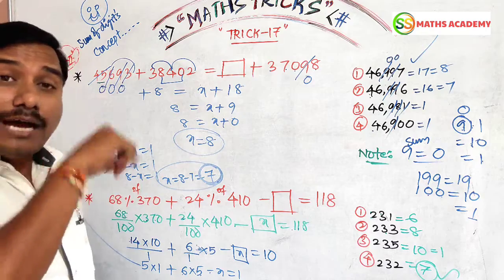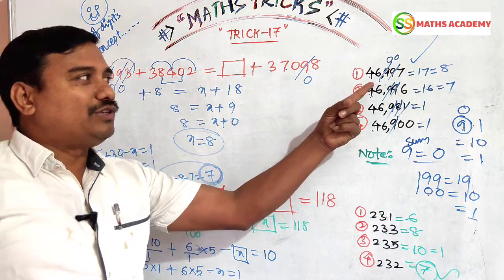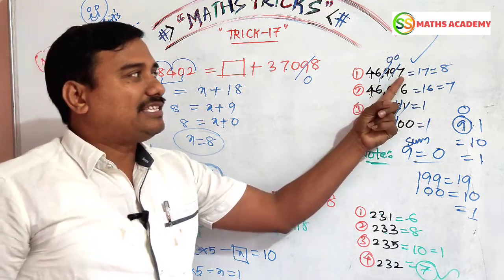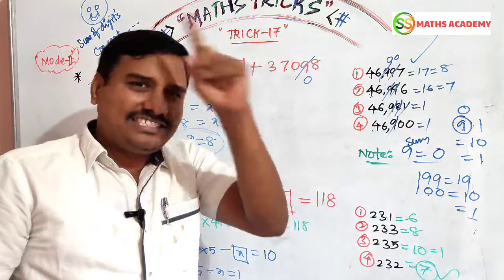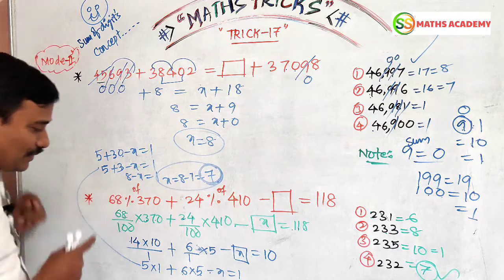The sum of the digits in the option equals 8. That is your answer. The first one fits for you. 4 plus 6 is 10, 10 plus 7 is 17. 17 means nothing but 8. Here 9s will be there, you can consider them 0. Your answer.